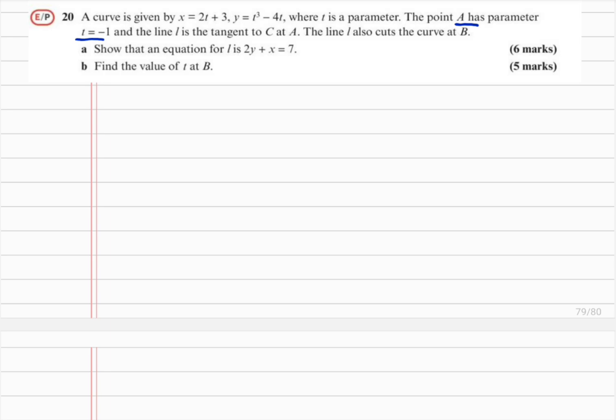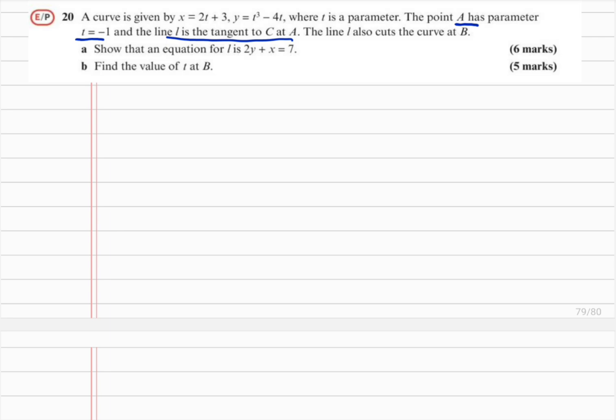And the line L is the tangent to C at A. The line L also cuts the curve at B. So basically the tangent, which is L, cuts the curve at points A and B. So in part A, we want to show that an equation for L, or the tangent line, is 2y plus x is equal to 7.